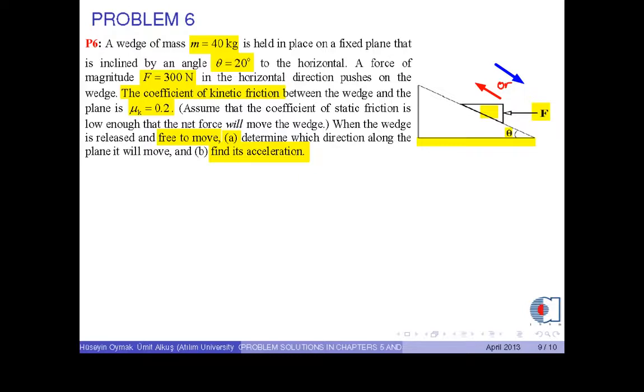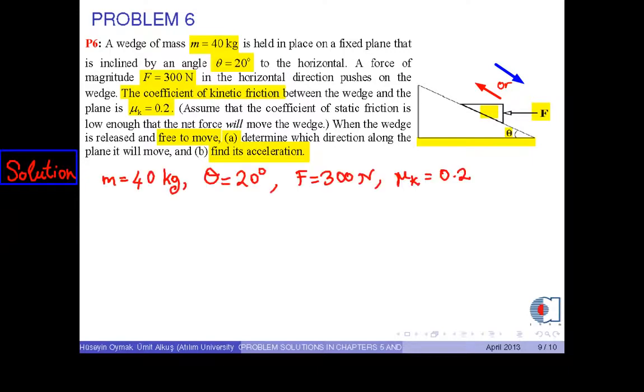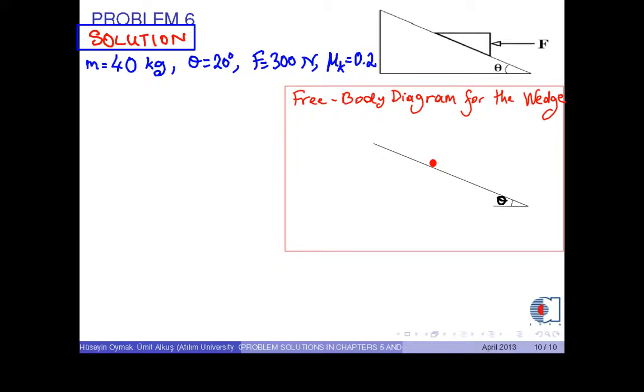Okay, let's solve the problem. We are given m equals 40 kilograms, theta equals 20 degrees, F equals 300 newtons, and mu k equals 0.2. First, we draw the free body diagram for the wedge. The wedge is represented by a point-like particle. The gravitational force is a downward force and its magnitude is m times g.